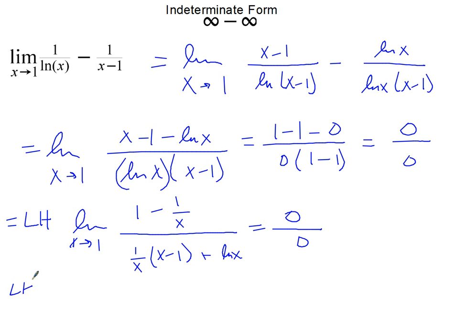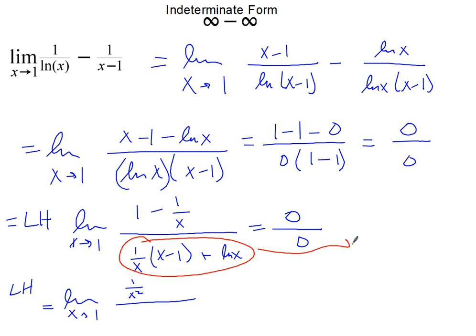Using L'Hopital's rule, this will end up being the limit as x approaches 1. In the numerator, the 1 cancels out when you take the derivative, becoming 0, and the negative 1 over x becomes positive 1 over x squared. And in the denominator, this 1 over x times this x minus 1, we can distribute that out. That'll probably make our life a little bit easier. 1 over x times x is x over x, or 1, minus 1 over x, plus ln x.